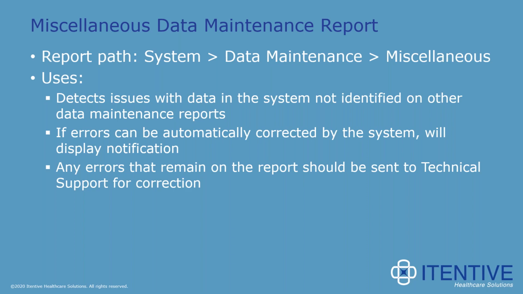Another great tool under the system reports is our miscellaneous data maintenance report. This report is kind of like a catch-all for any of those errors in your system that are not corrected on our other system reports. Some of the errors found on this report can be corrected automatically, so just running the report will actually fix them. But if there are any errors that couldn't be corrected, I'll see that in a notification, and then I can export the report and send that to my technical support, and they can help me fix that on the back end. Because this one can automatically correct errors, I really recommend that this one's run on a consistent basis, not necessarily daily.